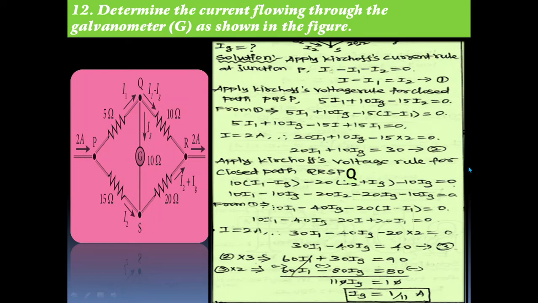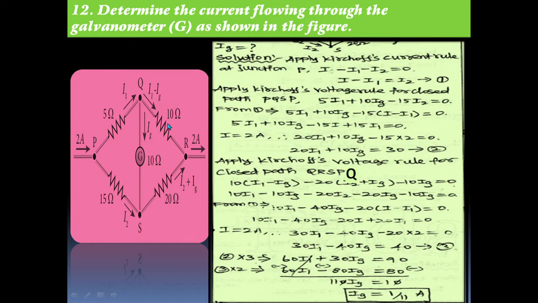Good morning, student. The next problem, number 12 from the current electricity lesson. Determine the current flowing through the galvanometer, capital G, as shown in the figure.